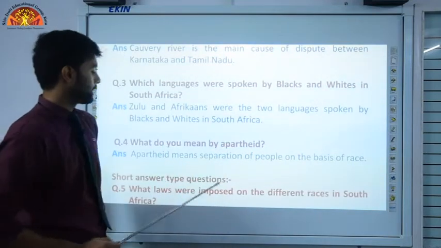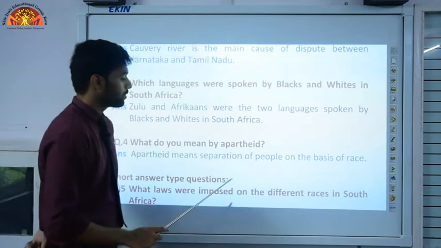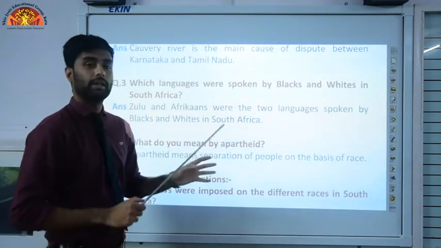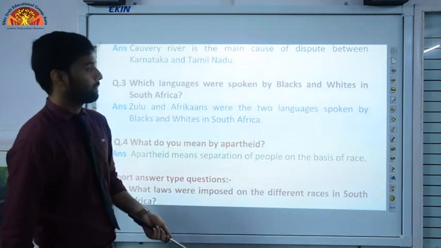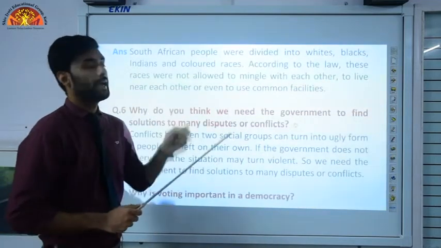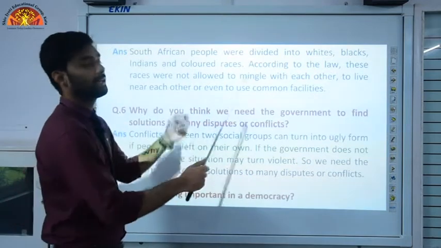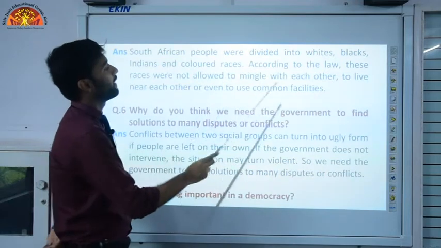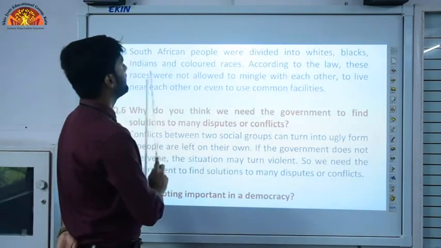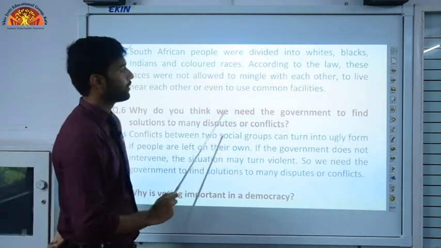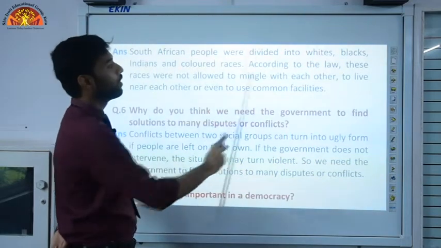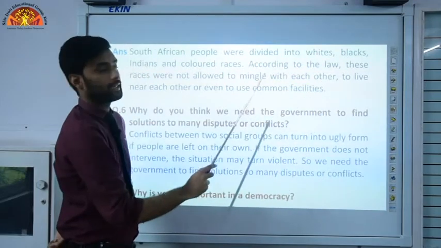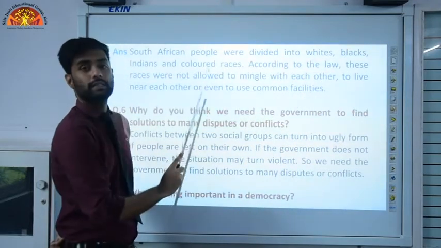Next question. What laws were imposed on the different races in South Africa? There were some laws which were imposed on the different races. There was a clear separation, segregation between whites, blacks and coloreds. So their laws were also different. Let's see what the laws were. South African people were divided into whites, blacks, Indians and colored races. This I already told you, that South African society had whites, who have fair skin, blacks, who have very dark skin, and Indians and coloreds, whose skin is wheatish.